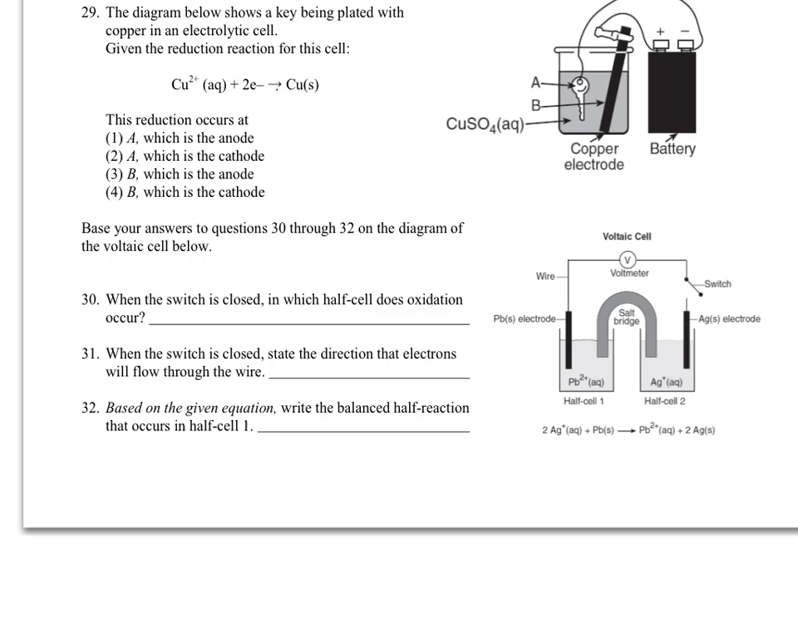The next question has us referring to this electrochemical cell. We see it's an electrolytic cell because it has a battery. Now, it asks reduction occurs at the, and we can remember the saying, red cat. So reduction always occurs at the cathode. Now, how do we figure out which electrode is the cathode?